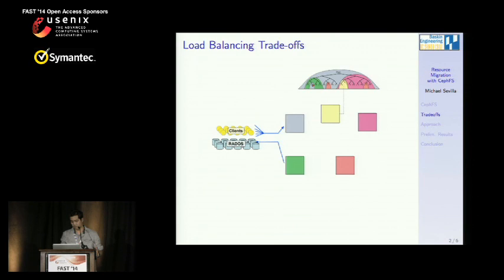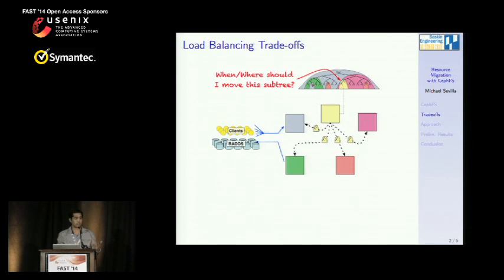So let's zoom in on this metadata cluster a little bit more. This is the same picture as before, but now we're focusing on the cluster. The cluster is connected to clients to service metadata operations, and it's connected to the object store so that it can periodically flush its state. So let's say that we want to move this yellow subtree that's sitting on this yellow MDS. The load balancing question that we want to answer is, where and when should I move this subtree?